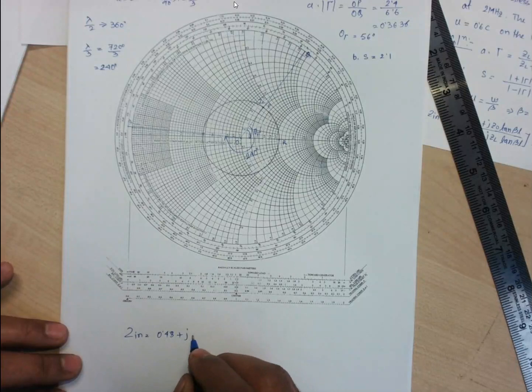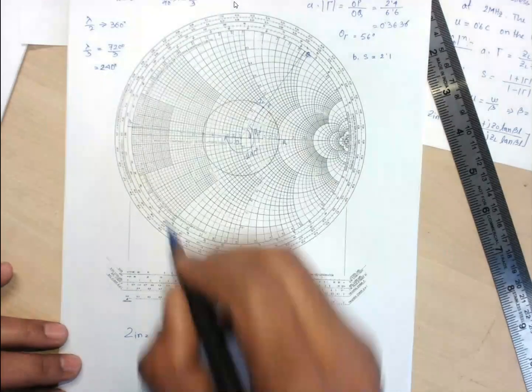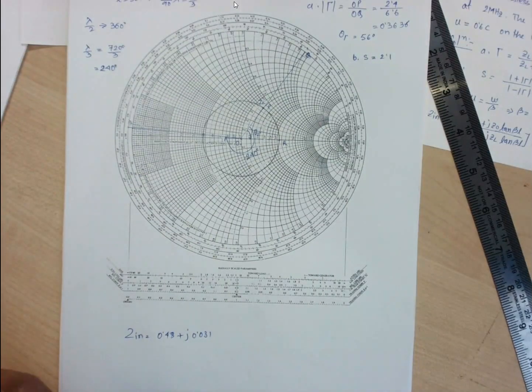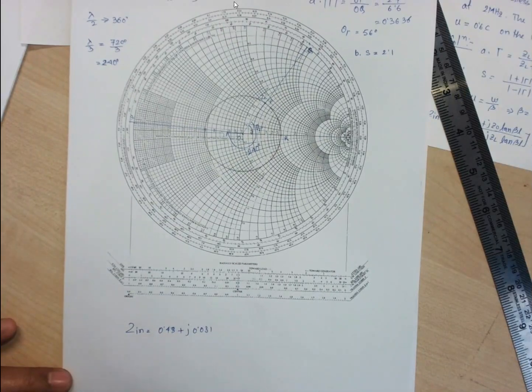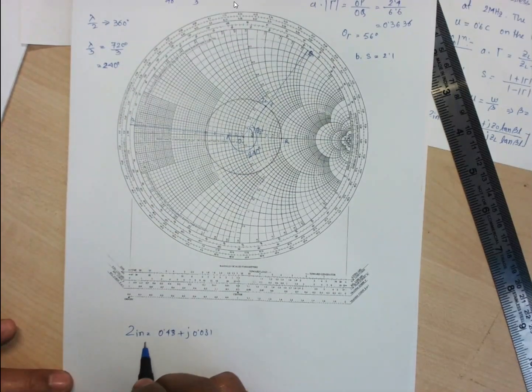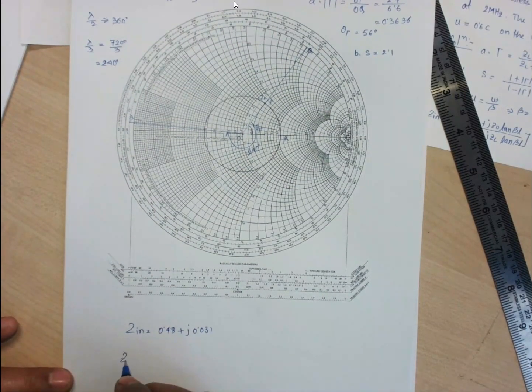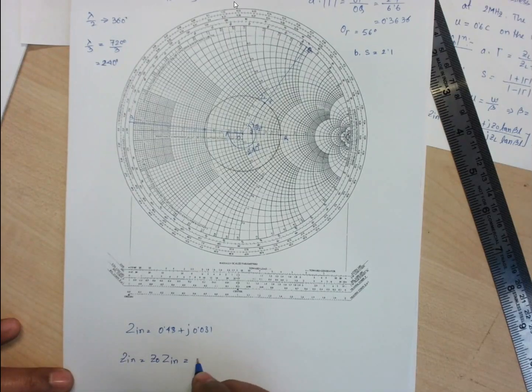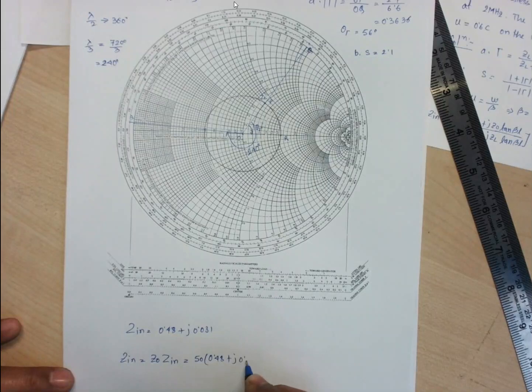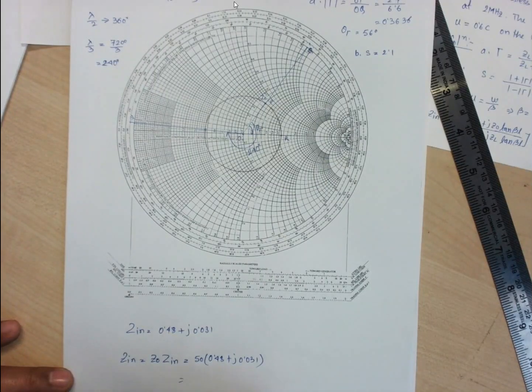So it is somewhat 0.031. Approximately we have taken this one. So this is the normalized input impedance. How can we find our original input impedance? By multiplying with Z0. So our Zin will be Z0 into the normalized value. So we need to multiply with 50. 0.48 plus J 0.031.